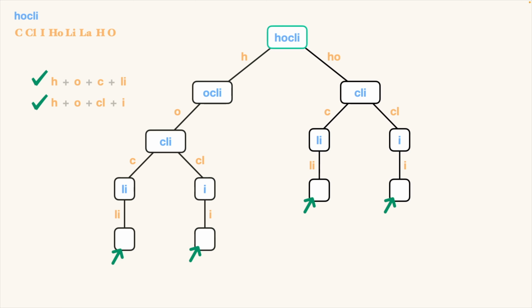And the same is true for other paths here. I'll just throw them up on the screen, right? You can do HO plus C plus LI. And finally, you could have done HO plus CL plus I. Those are the 4 different ways you can generate Hockley.